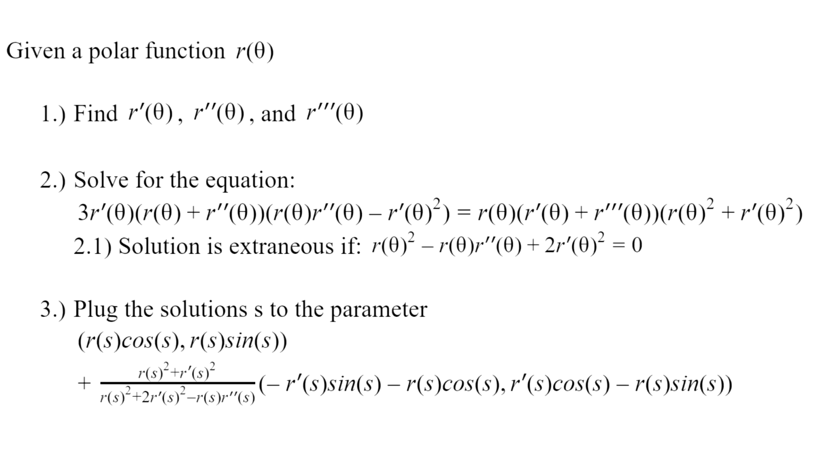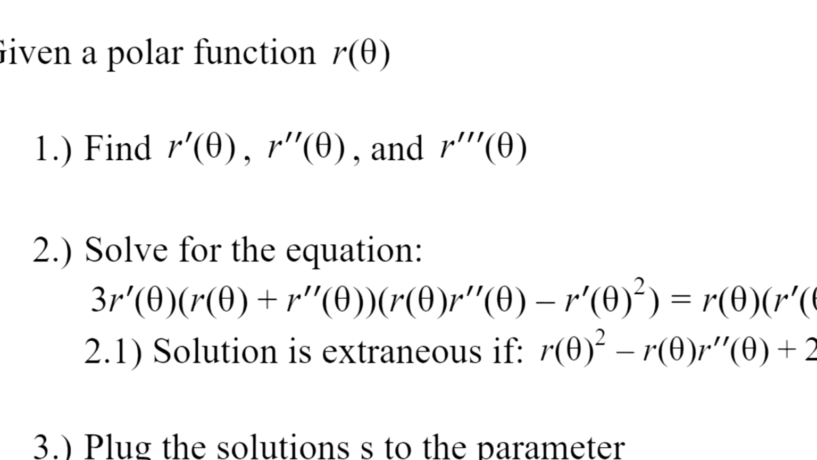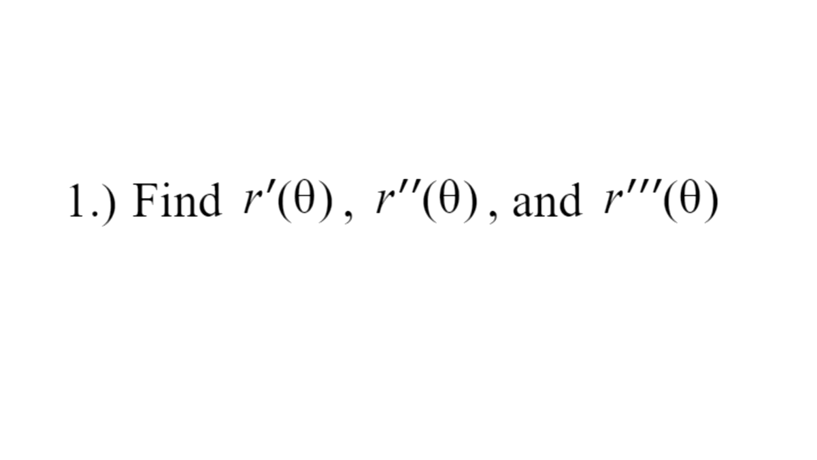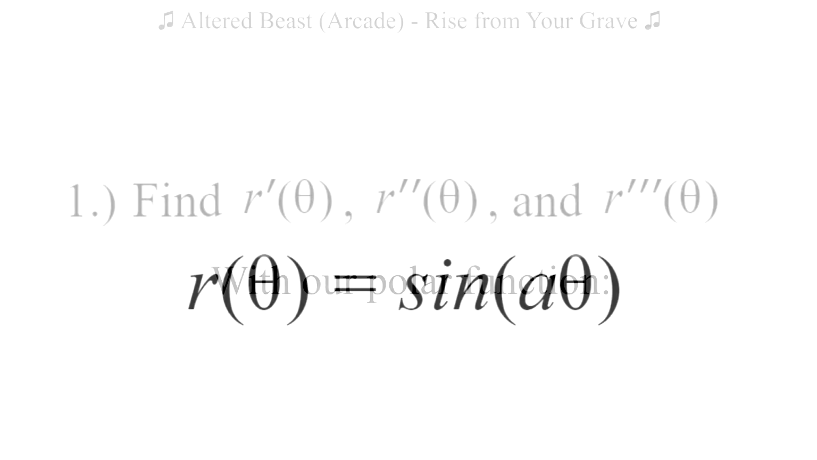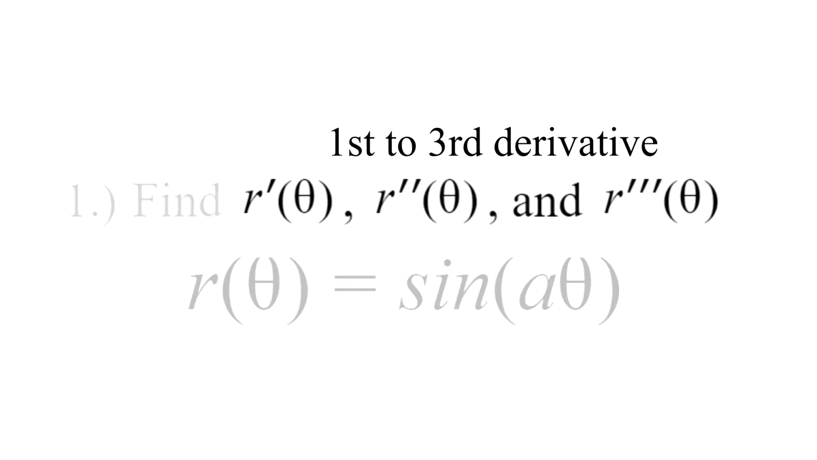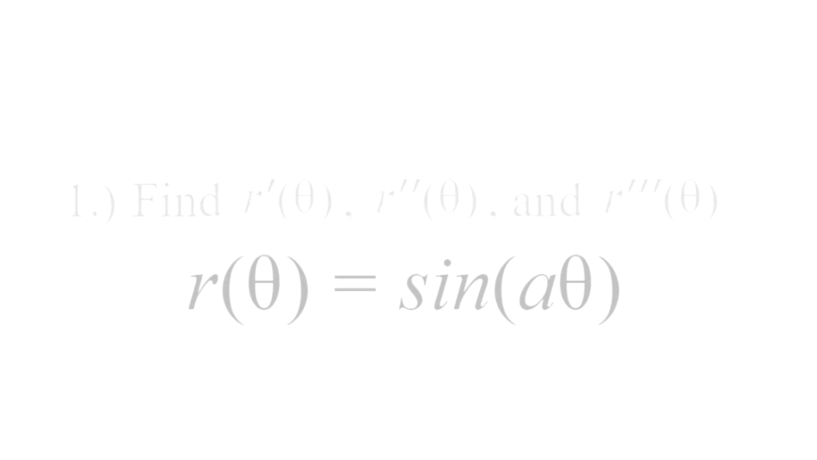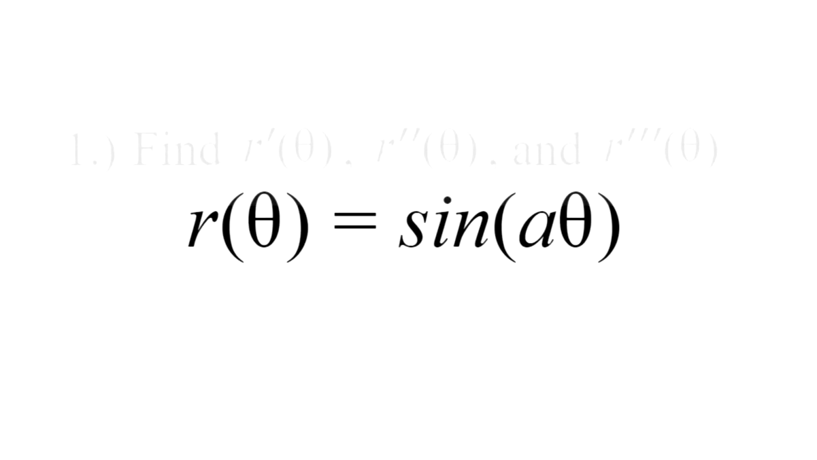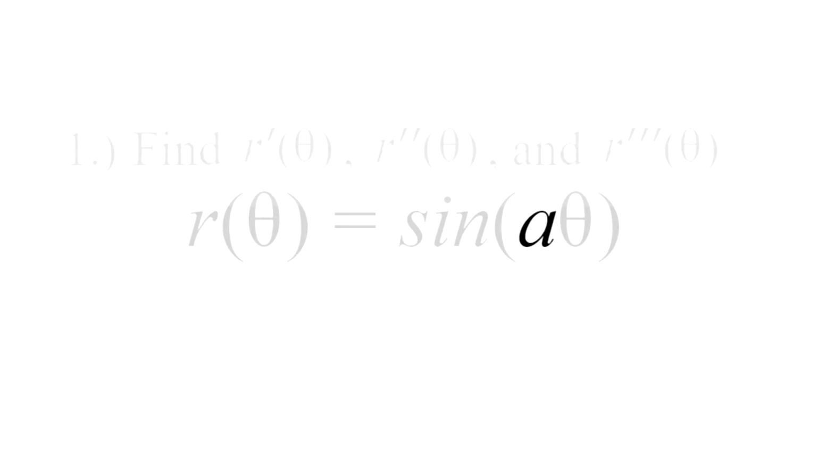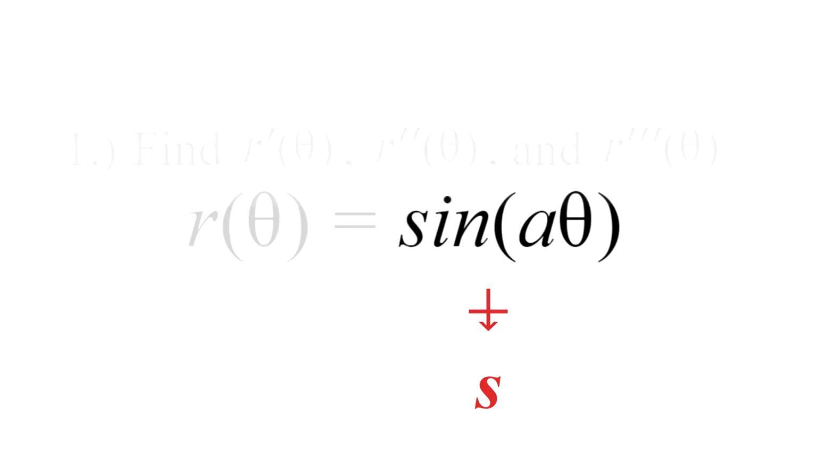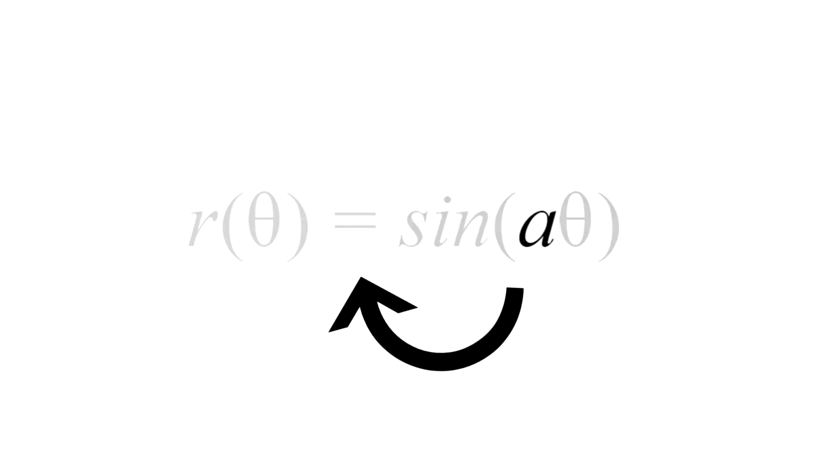Speaking of the 3-step rule, let's begin our search for pseudo-foci through step 1. With our polar function r of theta equals sine a theta, we must evaluate its first to third derivative. Before doing so, we notice that the function has a variable a inside sine, so I decide not to shorten the trig functions yet, to emphasize that we need to carry over an a through the chain rule when differentiating.